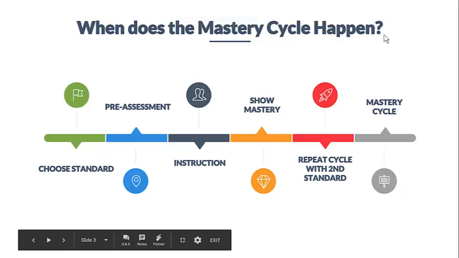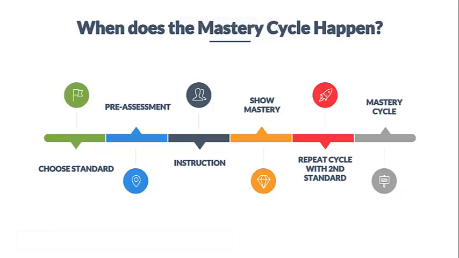So when does the mastery cycle happen? First, the student chooses their standards, they do the pre-assessment, they go through the instruction and practice, and then they show mastery. And maybe I liked to have my kids do 2 standards before a mastery cycle, kind of for my sanity of not having to make mastery cycles for each standard, and also to allow them to keep moving, because I know that really motivated them a lot.